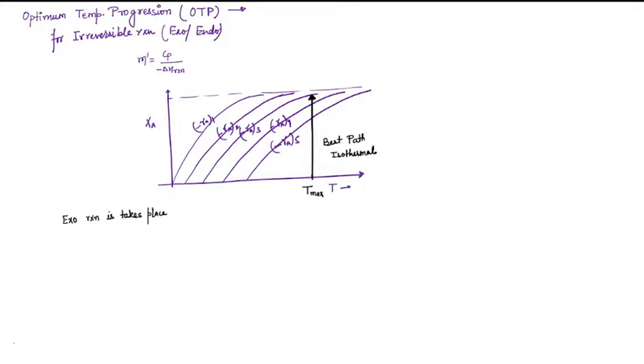This is the best path. But how will you maintain this path for the exothermic reaction? This is the question. Why are you not able to give the reply? Exothermic reaction is taking place. Heat will liberate. But this is the best path. How will you maintain this path? This is the question. Tell me.